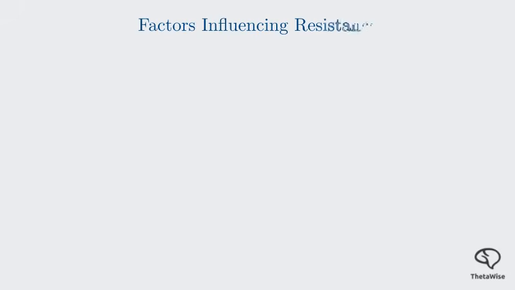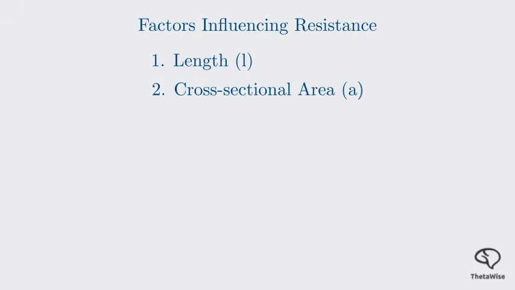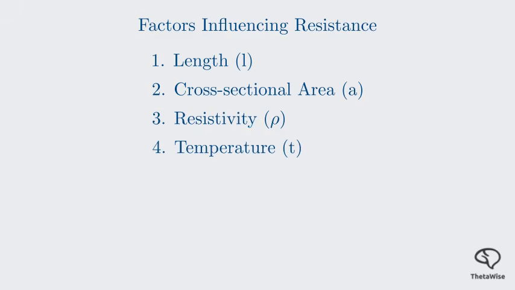So, what exactly affects how much a conductor resists the flow of electricity? There are four key factors. First, we have length, represented by the symbol L. Second is the cross-sectional area, A. Third is resistivity, represented by the Greek letter rho. And finally, there's temperature, T. Let's explore each of these in detail.